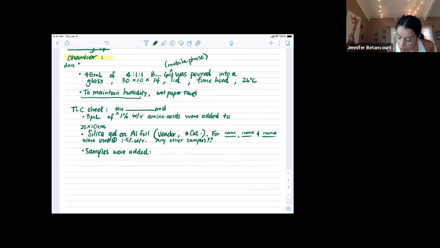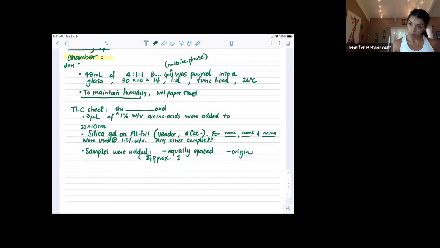Great. So let's write that. That's important. You have this key phrase that some of you are using, the line of origin. I have no clue so far where this line of origin is. Oh, yes, Kelly, thank you. So samples were added approximately 1 centimeter from the bottom.